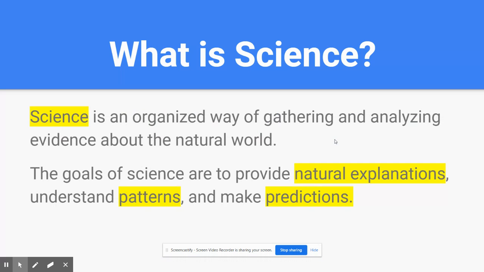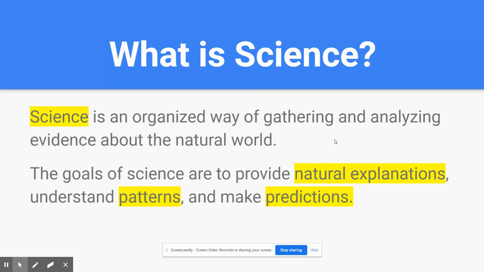First of all, what is science? I'm a science teacher, so we might want to ask that sometimes. Make sure kids know, what does science actually mean besides a class they're in? And here's what science is defined as. It's an organized way of gathering and analyzing evidence about the natural world.